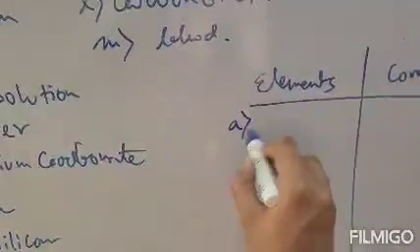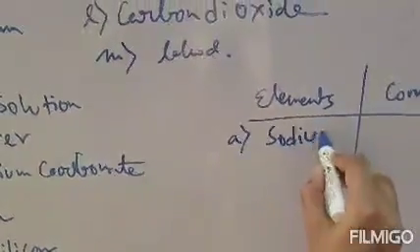So the first one is sodium. Now sodium, it is a metal. Clear? That means it is already simple and cannot be broken down into more simpler substances, as it is a metal. Therefore sodium will be your element. Clear? Next given as soil.